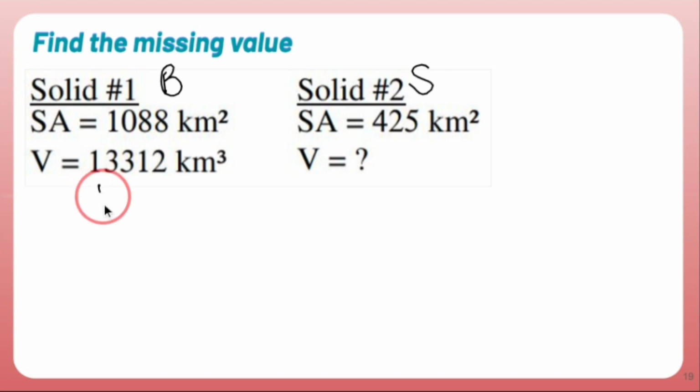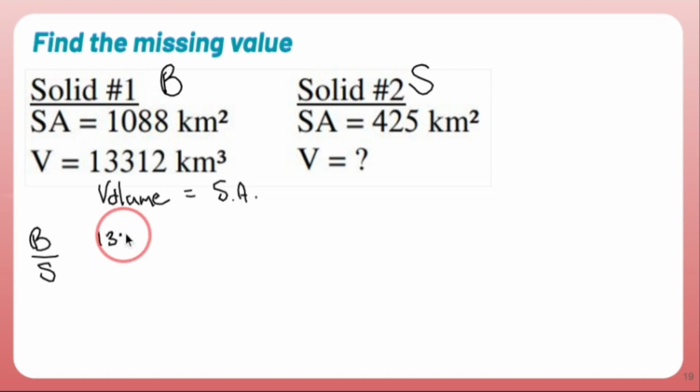All right, I'm going to compare the volume to the surface area. And the way that I'm going to do that is I'm going to create ratios of big to small figures. In other words, the volume on the big solid is 13,312, and the volume on the small solid is, I don't know, call it X. The surface area on the big guy is 1088, and the surface area on the small guy is 425.